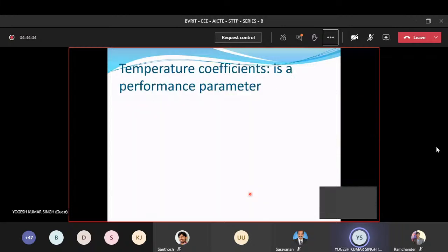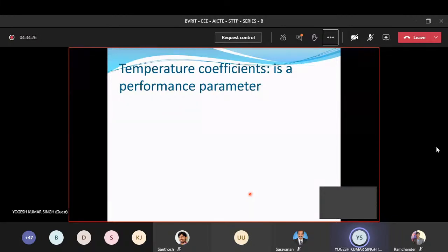Now another important parameter in the module is the temperature coefficient. There are two different types of temperature coefficient. One is the positive temperature coefficient and the other is the negative temperature coefficient. So what is the meaning of positive and negative temperature coefficient? We have one formula, R_T equals R naught into (1 plus alpha T).